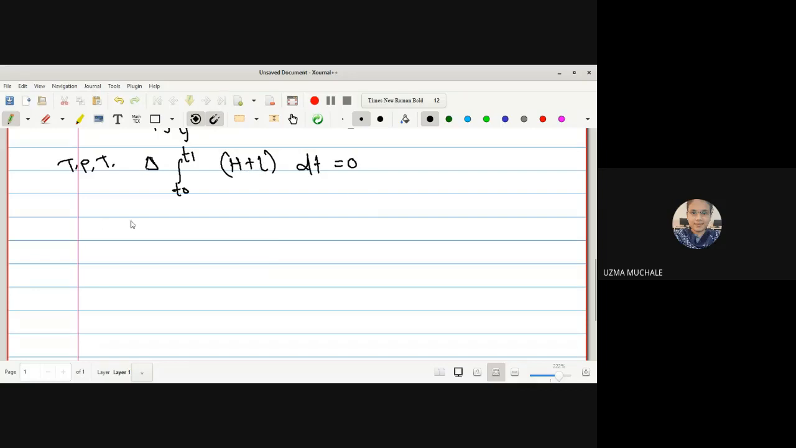This one is equal to 0. What do you mean by if I want to prove this equation is equal to 0? Which means that I have to prove this h is equal to minus L, or L is equal to minus h. Okay. So if I substitute h is equal to minus L, or L is equal to minus h, this will be equal to 0, and hence the result. Okay, this statement will be proved automatically.